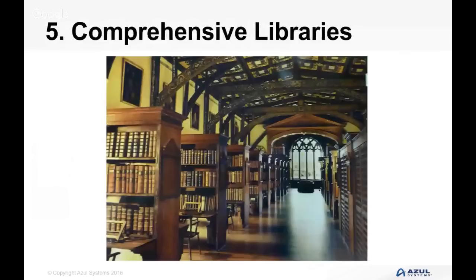Number 5, comprehensive libraries. This is one of the really great things about Java, is that when you want to do something, there's a huge number of class libraries supplied with the JDK. There's about 4,200 classes in the standard class libraries in JDK 8, which means you have a wonderful set of APIs that you can choose from. You don't have to write lists. You don't have to write SQL statements. You don't have to write read-write locks. All of those things are provided for you.